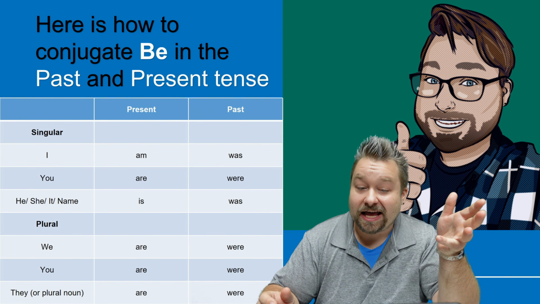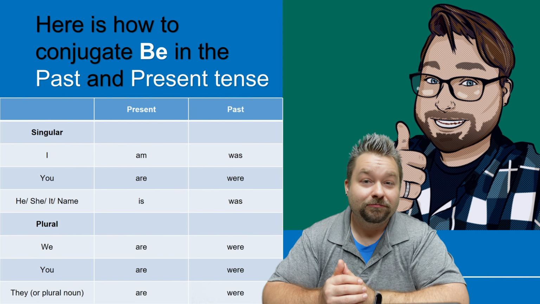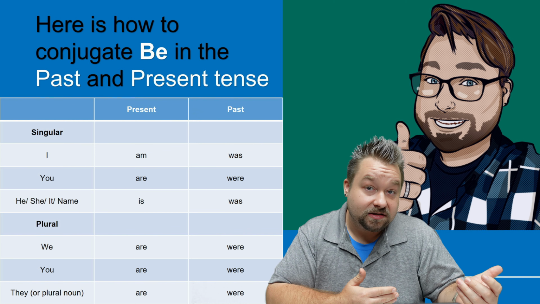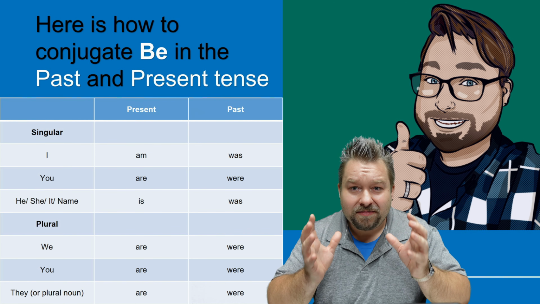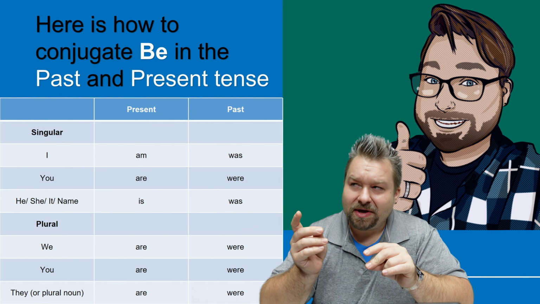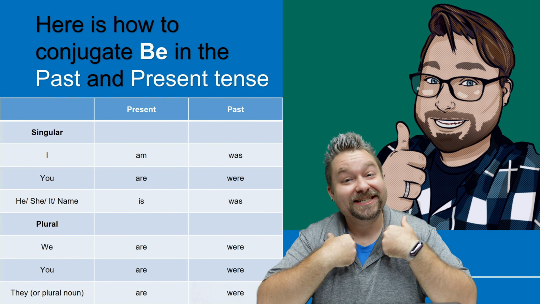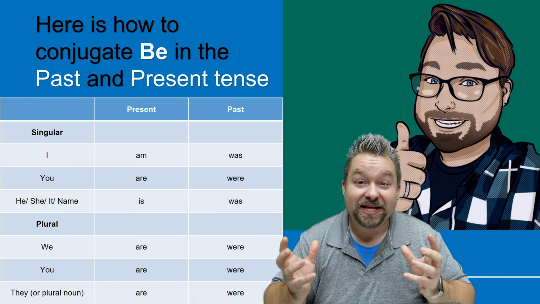So if we look at I, in the present tense, I am happy, right? But past tense, I was happy. So we have to make sure that the be verb matches the subject I, okay? We have to make sure that they agree.